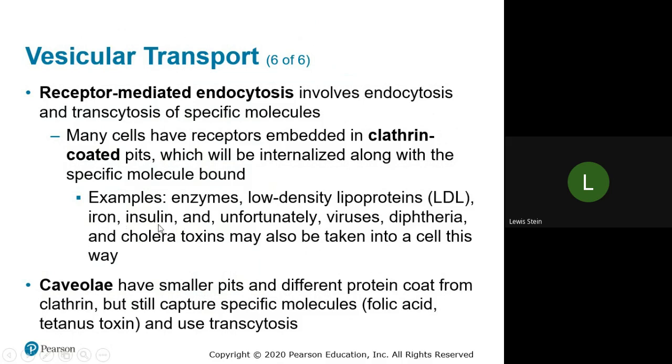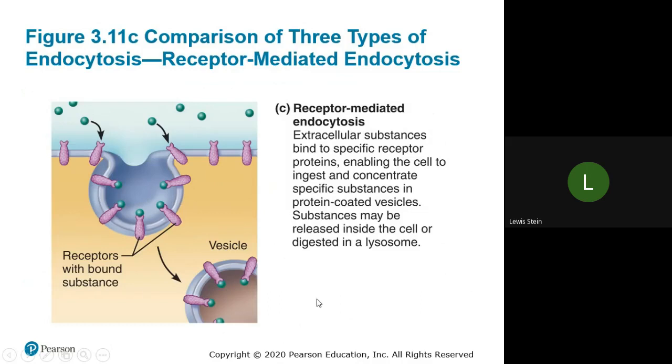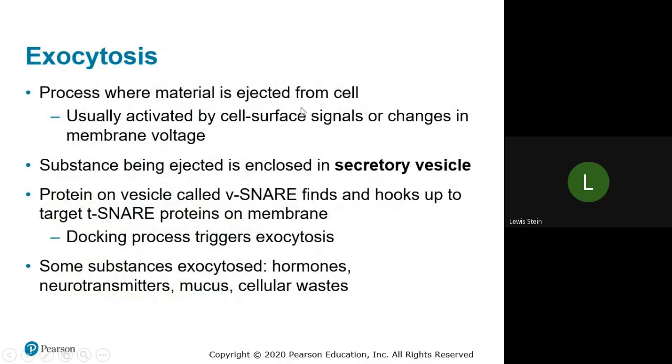Notice what else comes in this way. Iron, good. Insulin, good. Unfortunately, viruses, diphtheria, toxins from cholera, bad. Caveolae are a little bit different. We're going to see them when we do the muscle unit. When we do that, you're going to see with smooth muscles, they have smaller pits with a different protein coat from clathrin. And as you can see, unfortunately, vis-a-vis tetanus toxin, that's a problem. So we'll take a look at those other pits.